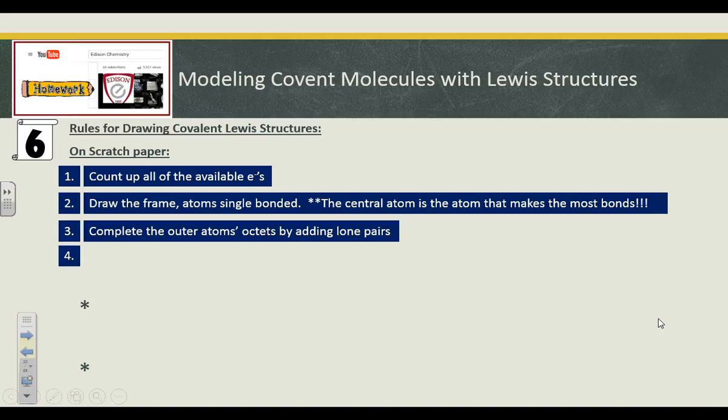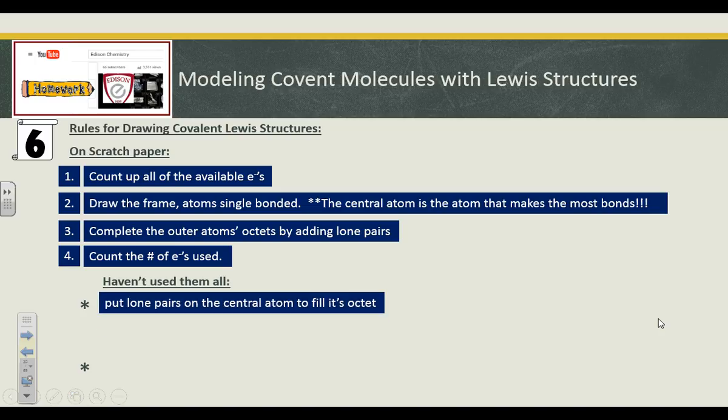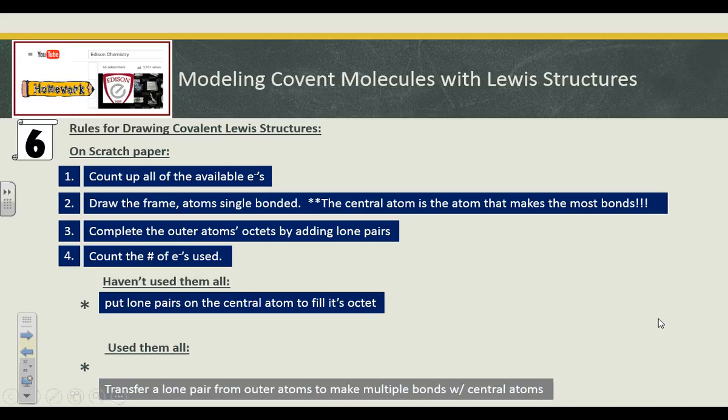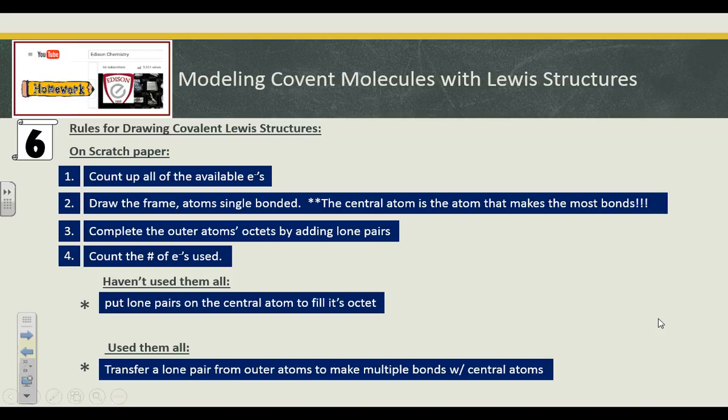Complete the outer atoms' octets by adding pairs of electrons around the outside atoms. Then count all the electrons that we used, because we've got to reflect: did I use all the available electrons? If you haven't, you're going to put lone pairs on the central atom to fill its octet. But if you used them all, we're going to transfer a lone pair from outer atoms to make multiple bonds with central atoms. So if you run out of electrons, you've got to make a double bond.